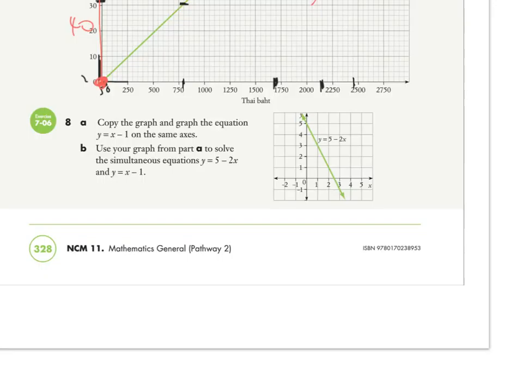Okay, copy the and graph the equation y equals x minus 1. So x minus 1, we have a y-intercept, and we have a gradient of 1 over 1. So rise 1, run 1.